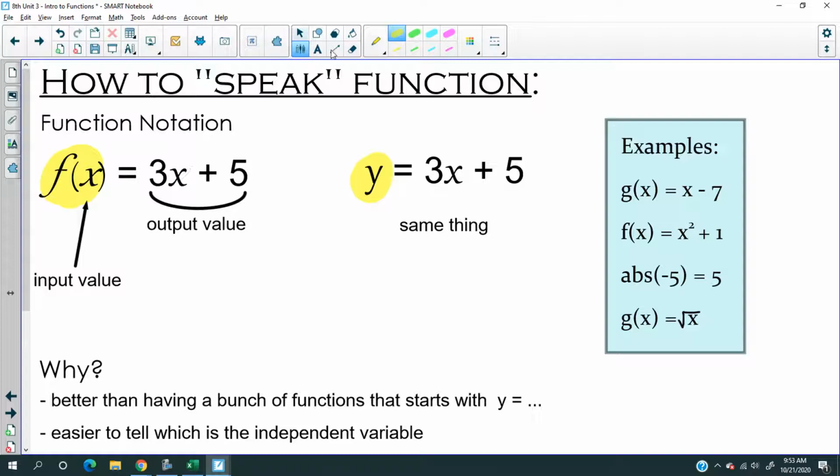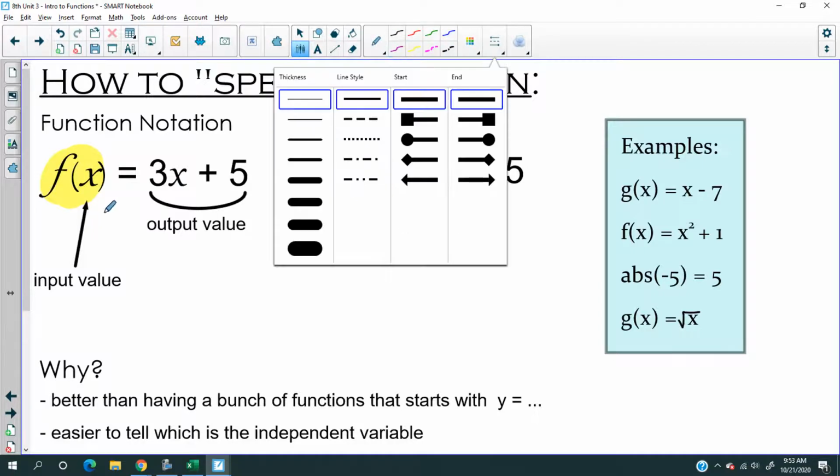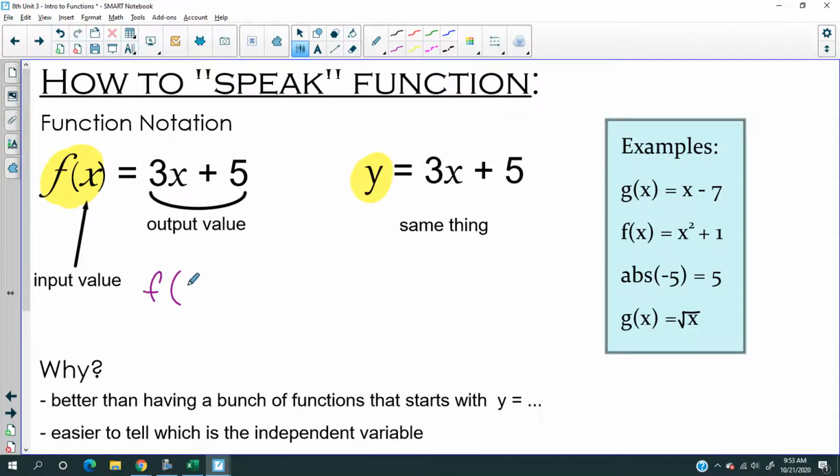So the question is something like this. If I were to say, what's the f of 2, meaning, if x were to be 2, what would this be? All you have to do is substitute. So this is just a good old substitution question. That's all this is. Nothing crazy here, okay?